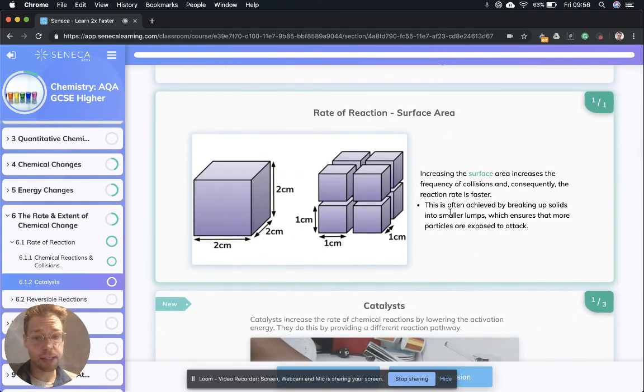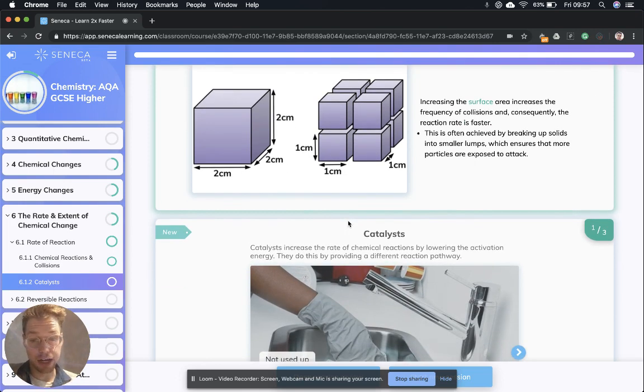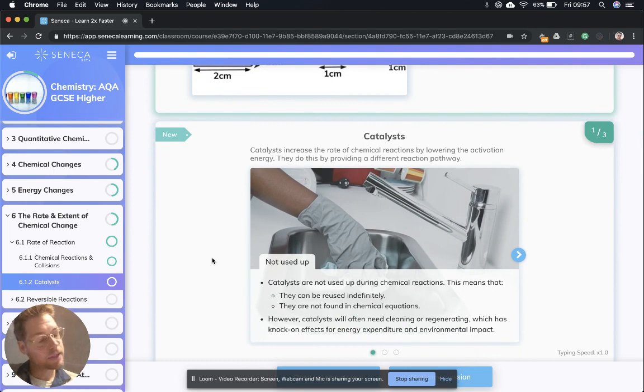Just to quickly explain surface area, basically increasing the surface area increases the amount of reactants that are exposed for reactions. So if we have a cube that's 2 centimeters by 2 centimeters by 2 centimeters, it's going to have a volume of 8. But if we take that same cube and we cut it into 1 centimeter cubes, so 1 centimeter by 1 centimeter by 1 centimeter, a lot more surface area is exposed. So that's going to give a faster rate of reaction. Okay, now let's get into the meat of it, catalysts.